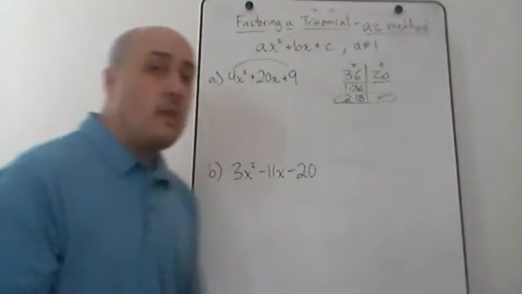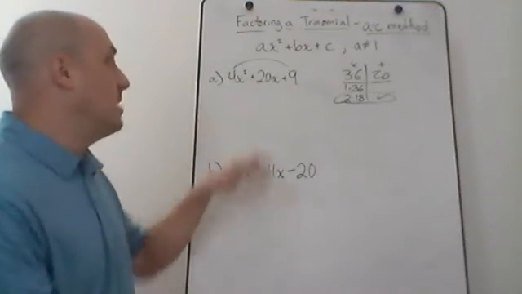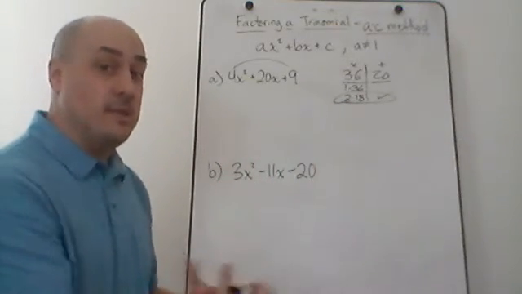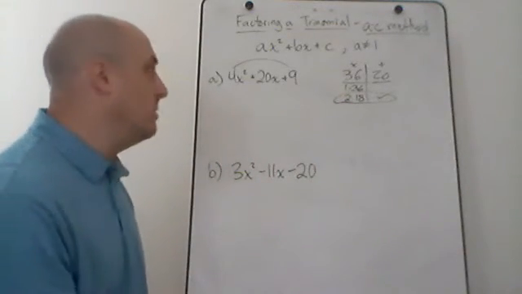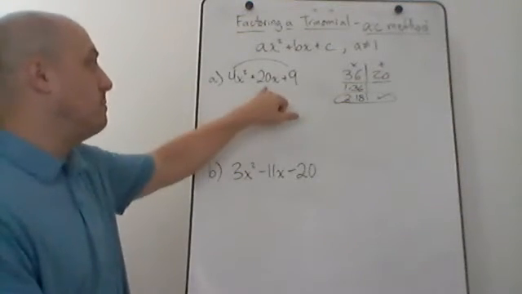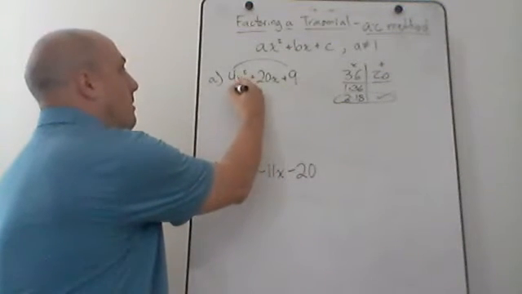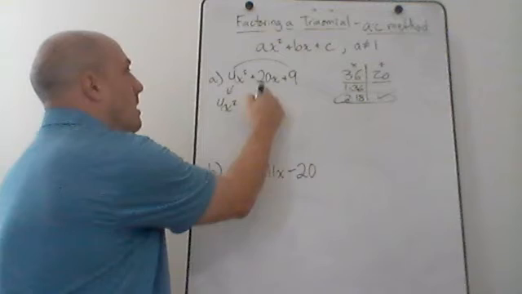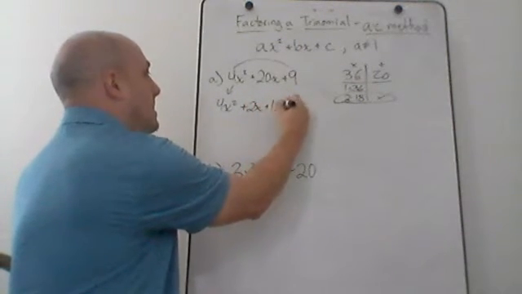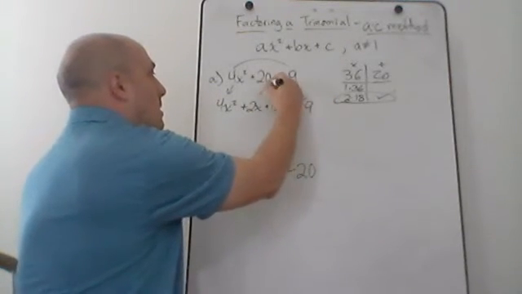Now, this is where it's different from the easier type of trinomial when it's a 1x squared. We don't just put the 2 and the 18 into our parentheses and call those our factors. There's more to it with this AC method. What I do with that 2 and that 18 is use them to split apart this middle term. So I copy down the 4x squared, that 20x I break up into plus 2x plus 18x, and then I copy down that plus 9 just like it is.